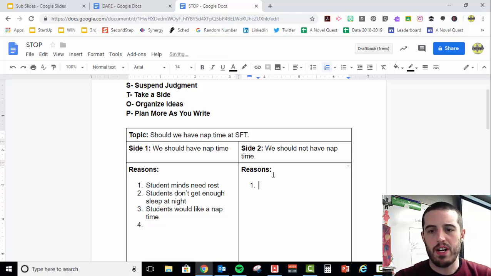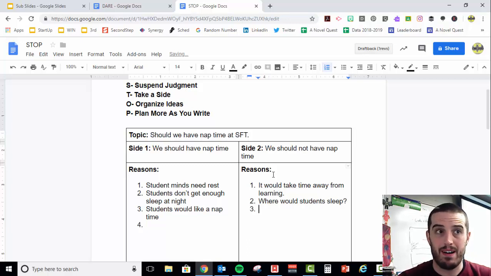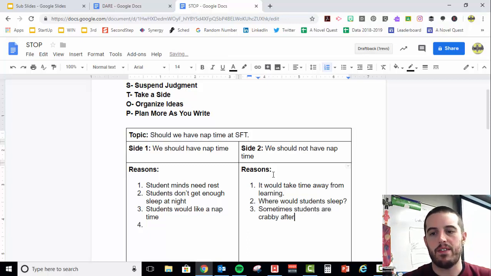So, on the reasons why we should not have nap time, it would take time away from learning. Reason two, where would students sleep? Because we don't really have a spot for students to sleep unless you wanted to just put your head down on your desk. And then finally, sometimes students are crabby after they take a nap.